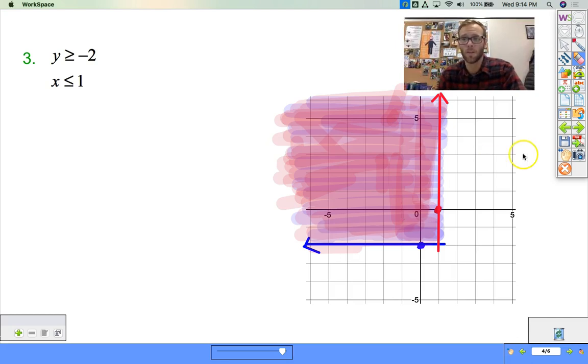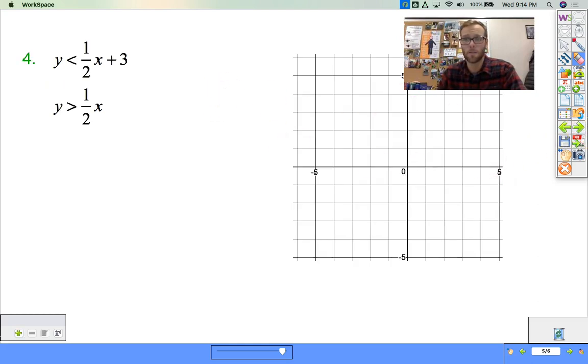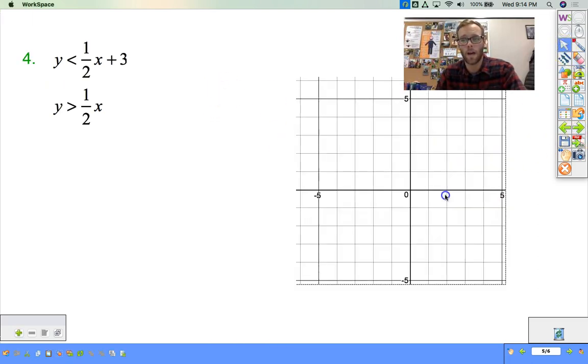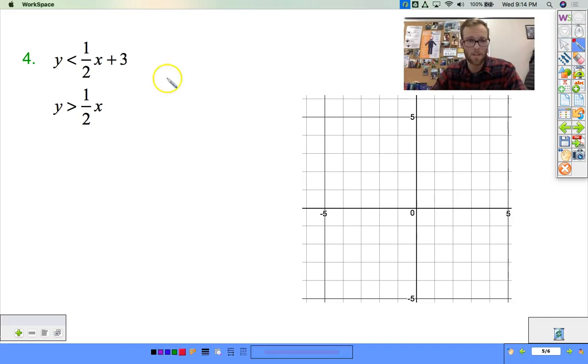I want to look at two more special cases. You're not going to be surprised here on what's going to happen on a couple of these. All right, let's graph this. Here's our system. First one, y is less than 1/2 x plus 3. Our second one, y is greater than 1/2 x. You may notice already they have the same slope, don't they? But they have different y-intercepts. What's true about these two lines? They're parallel, aren't they?